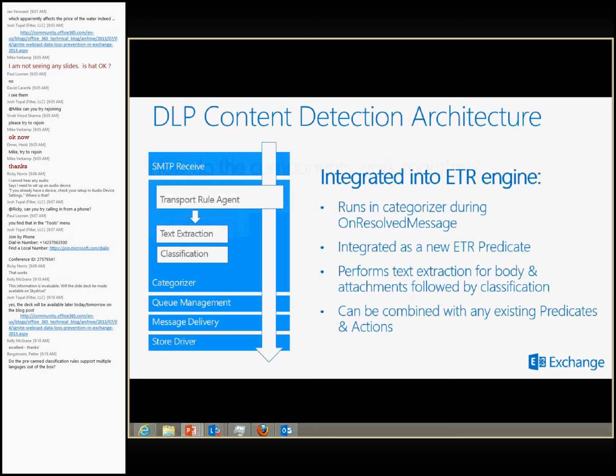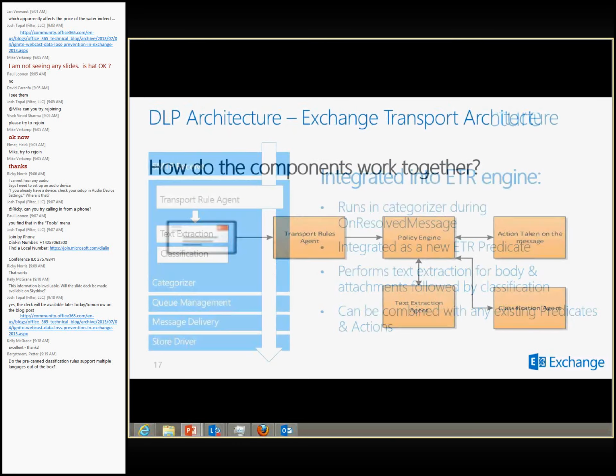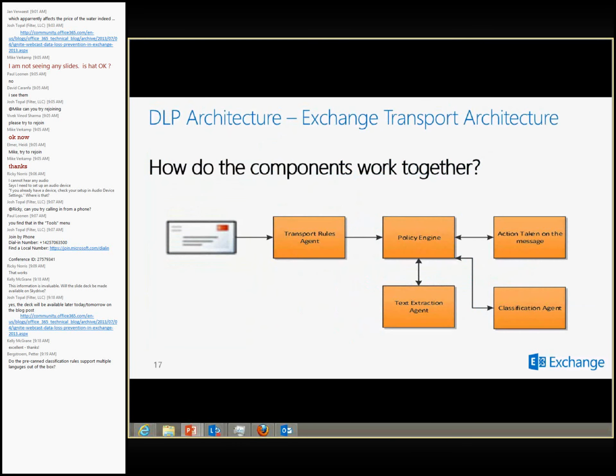And this one is just to put everything into perspective, and this is not a proper workflow, it is a logical workflow. So let's say a mail comes in, from the left you can see the mail coming in, it hits the transport rules agent, which is sitting within your categorizer. And then the 3 components are called your policy engine, your text extraction agent, and your classification agent. So the text extraction pulls out that information, gives it to the classification agent. The classification agent then gives it to the policy engine. The policy engine then takes appropriate action, and NDR it, drop it, forward it, or whatnot.